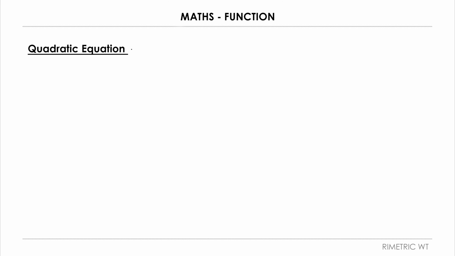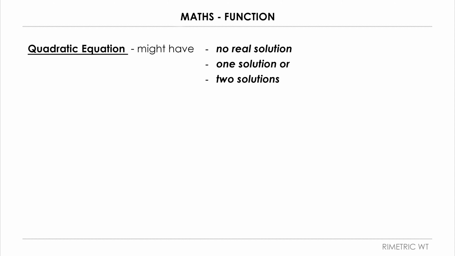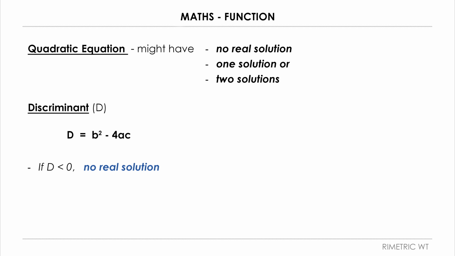A quadratic equation may have no solution, one solution, or two solutions in real numbers. This can be determined by checking what we call the discriminant, which is defined as b squared minus 4ac, without the need to solve the equation. If our discriminant is less than 0, then the equation has no solution in real numbers. If our discriminant is equal to 0, then our equation will have one solution. And if our discriminant is greater than 0, then our equation will have two solutions.